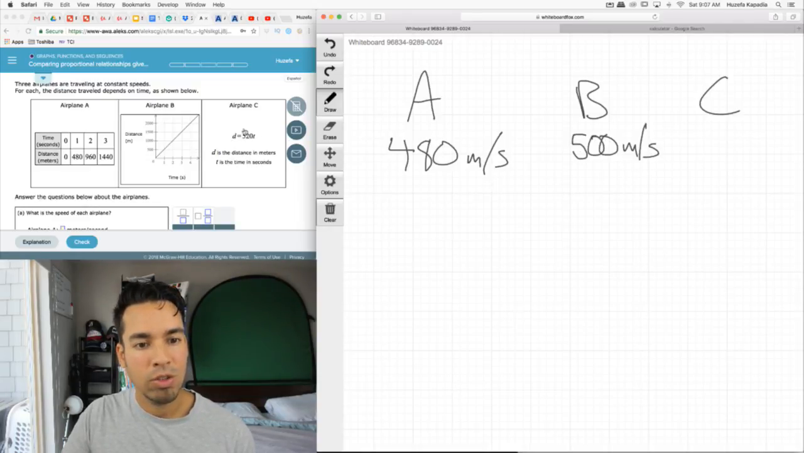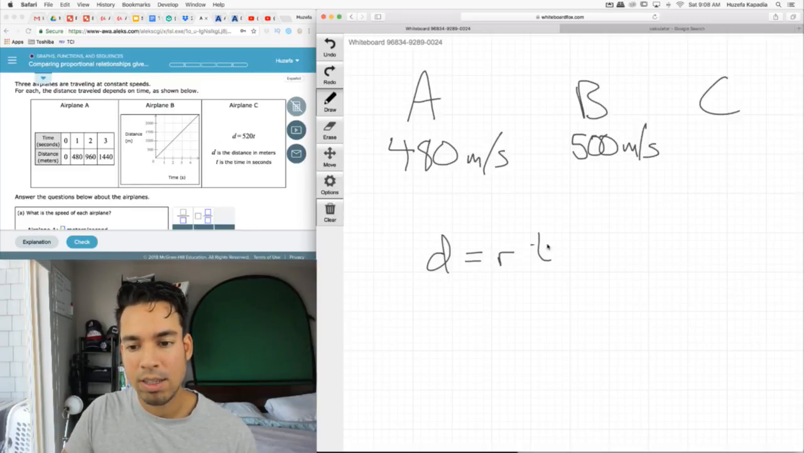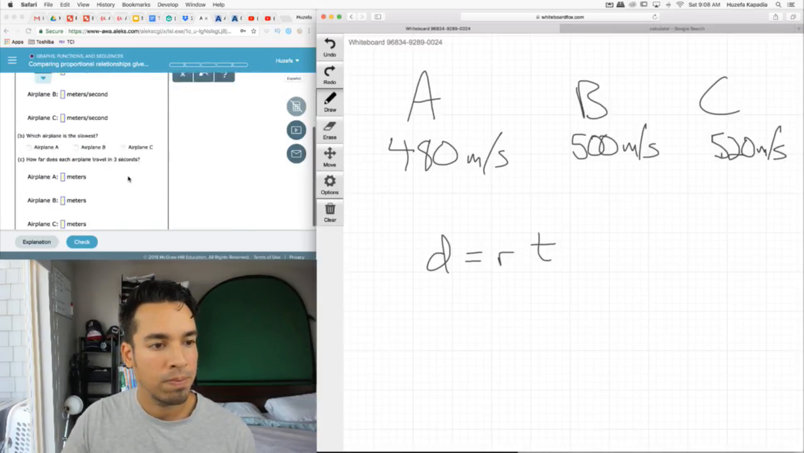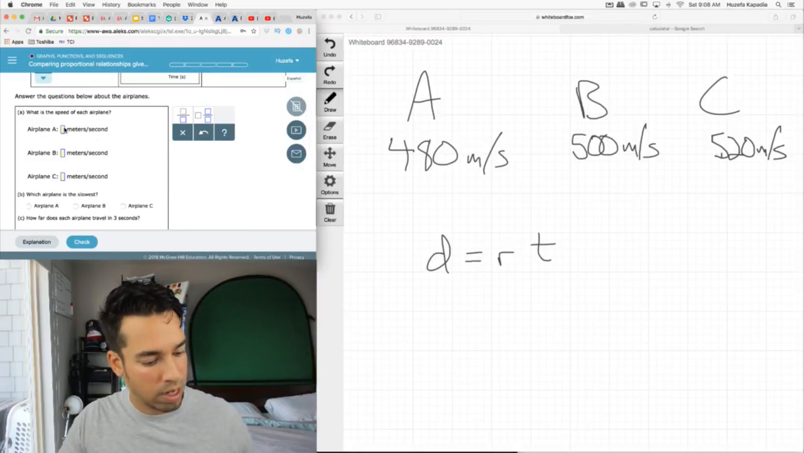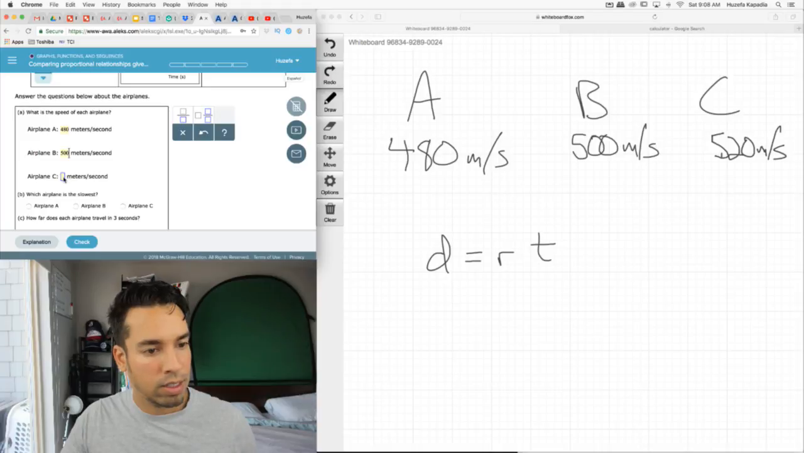And this last one, this is using an equation. Well, what is that full equation? This is distance equals rate times time. Rate is the same thing as speed. And what did they replace r with? 520. So this is 520 meters per second. Now we have all the values. Let's plug it in. So airplane A is 480 meters per second, B is 500, and C is 520.